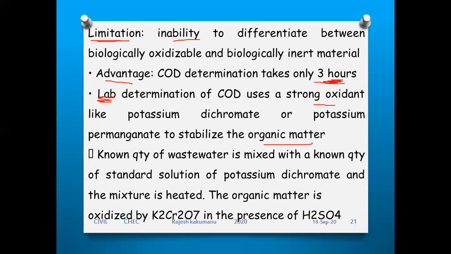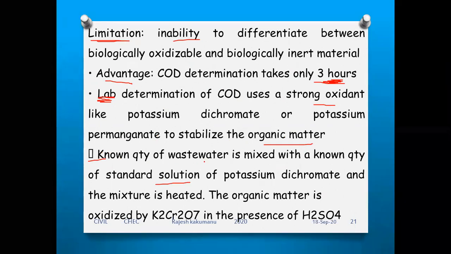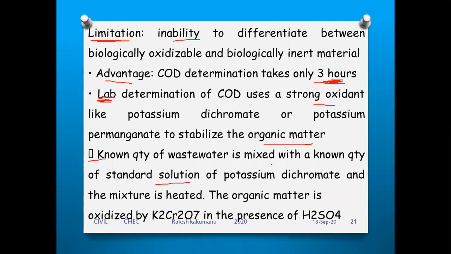To stabilize the organic matter in sewage water, COD analysis is used in the laboratory, with oxidant materials like potassium permanganate and potassium dichromate. A known quantity of wastewater is mixed with a known quantity of standard solution of potassium dichromate, and the mixture is heated. The organic matter is oxidized by K2Cr2O7 in the presence of H2SO4, sulfuric acid.